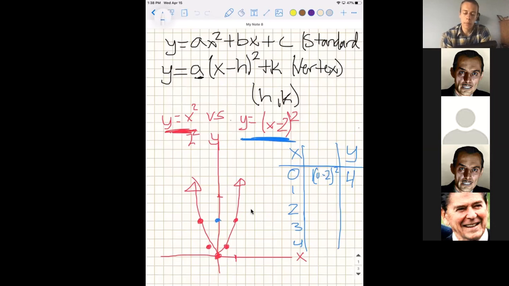What would happen if we plug in a 1? 1 minus 2 squared gives us 1, so we'd still be at that point right there. If we plug in 2 minus 2 squared, we get out 0. And then if we did 3 minus 2 squared, well, 3 minus 2 is 1. You square the 1 and you get out 1.